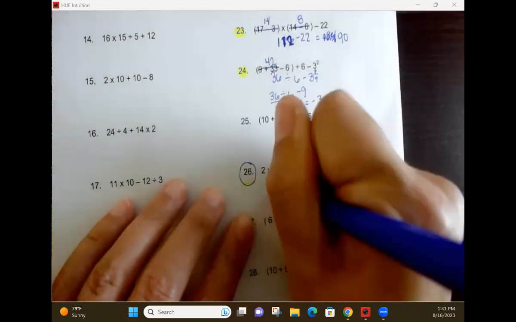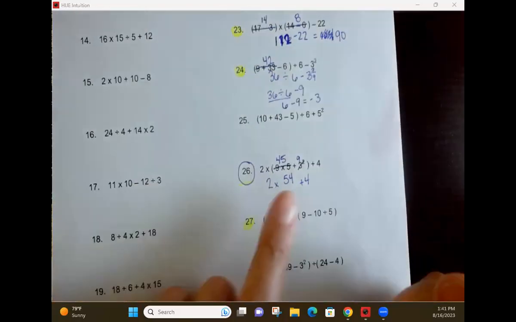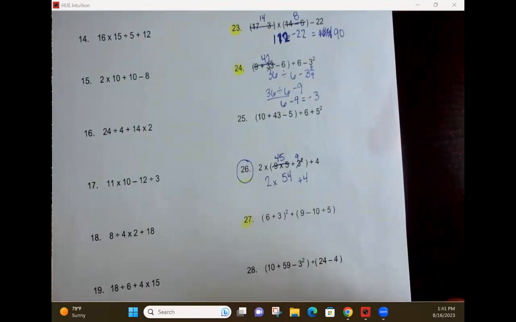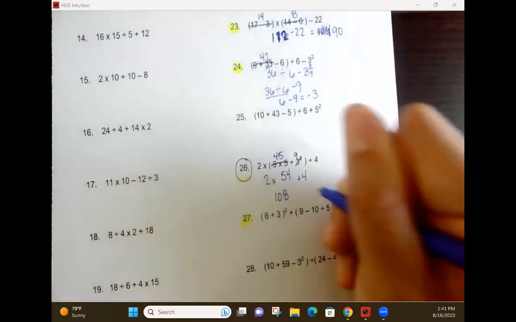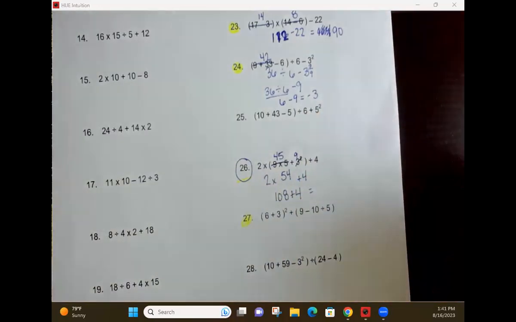So I've got 2 times 54 plus 4. 2 times 54, multiplication before the addition. That would give me, should have gotten 108, right? Double check me, 108. Okay. Plus 4, 112. Yeah?